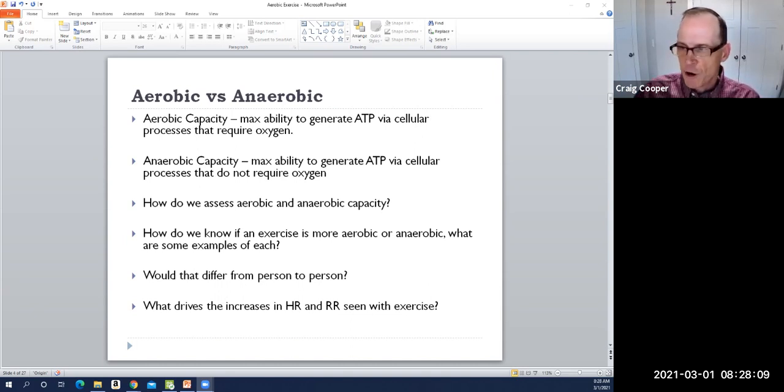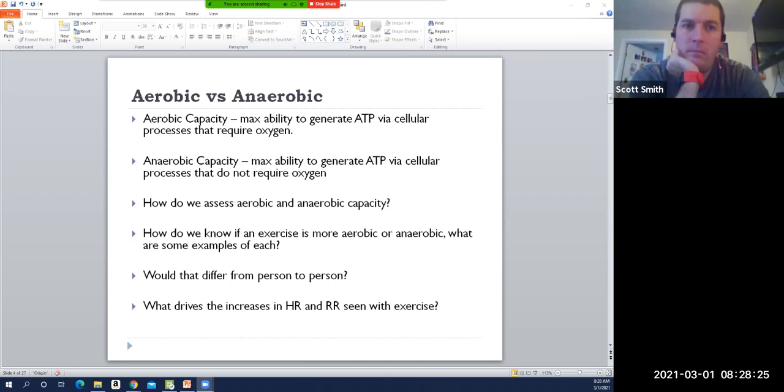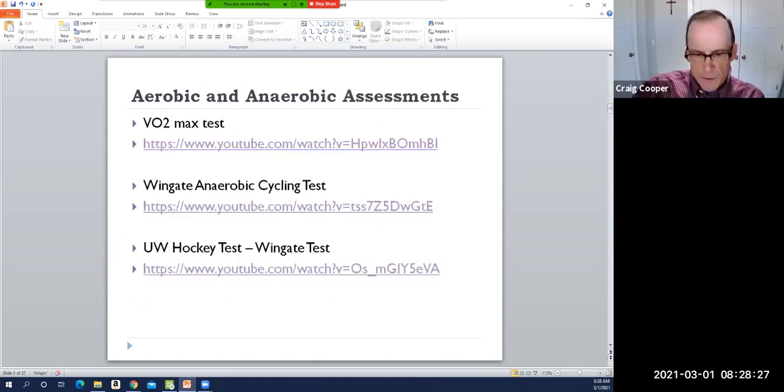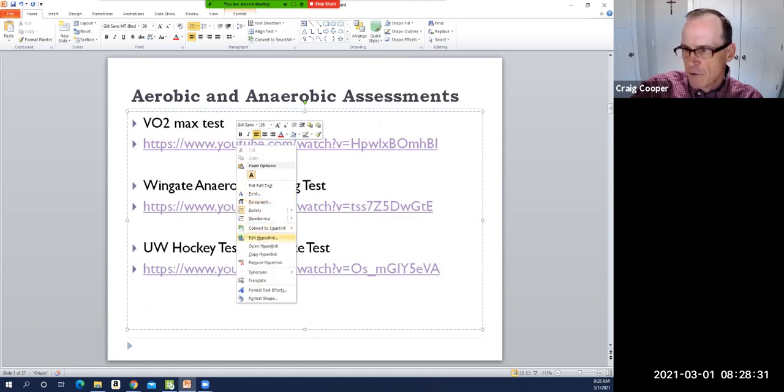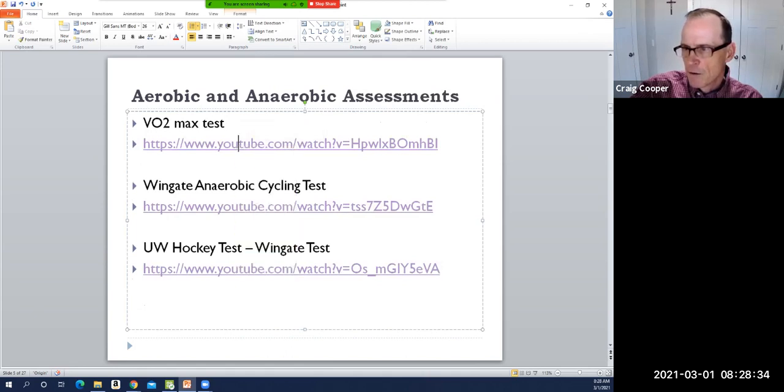So it is really hard to capture things anaerobically, but we do have some different tests. I'll show you a video of one test called the Wingate test. That's probably one of the more common ones for looking at anaerobic capacity. Let's do that now, and then I'll come back to these last few. All right, so here's a little clip of a VO2 test in case you haven't seen one before.